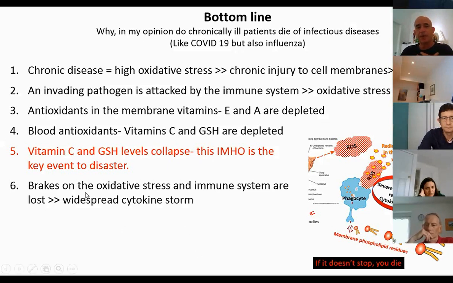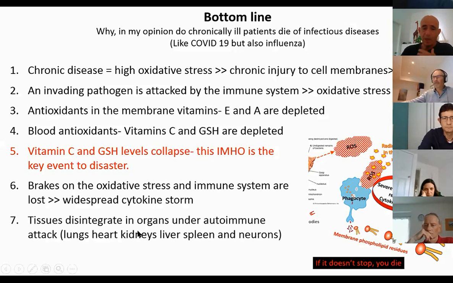So when this happens, the brakes on the oxidative stress in the immune system are lost. And that's when you have a widespread cytokine storm. Cytokine storm simply says somebody is signaling to the immune system, attack, attack, attack. And this somebody is arachidonic acid or omega-6 eicosanoids. And then the tissues disintegrate in organs under autoimmune attack. And we heard reports from hospitals, from doctors, that they see damage to the lungs, to the heart, to the kidneys, to the liver, to the spleen, and even to neurons, even tissues where you don't have any virus.